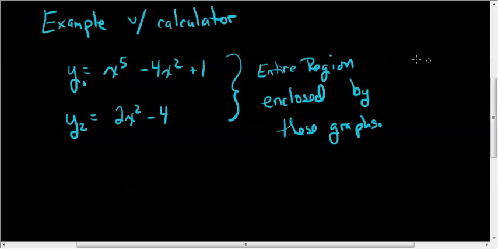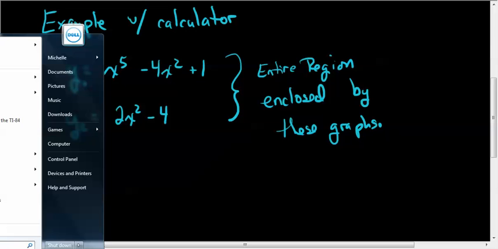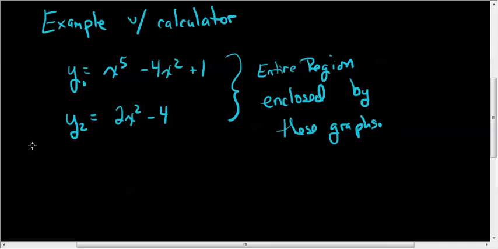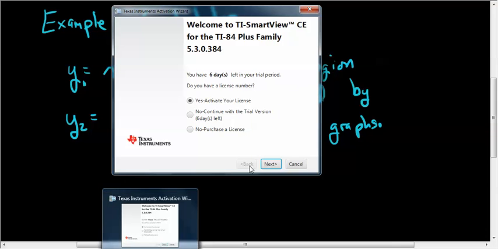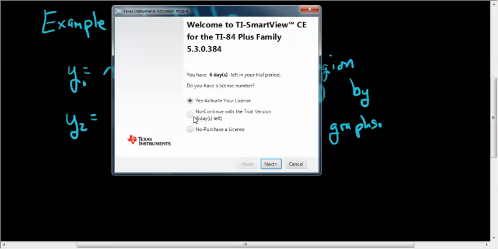to this one. All right, this time we're going to try using the calculator. I forgot to set it up early, so just give me a second. All right, so go ahead and put in your calculator y1 equals x to the 5th minus 4x squared plus 1, and y2 equals 2x squared minus 4.